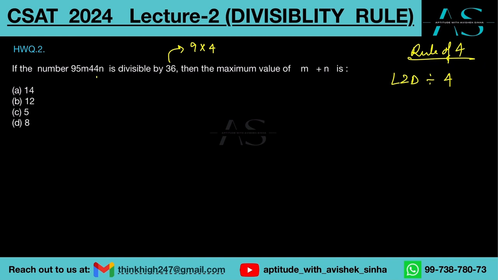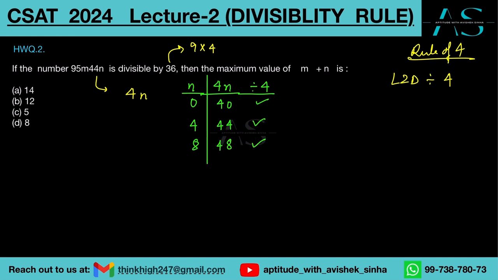So take out the last 2 digits from here. That is 4n. Now in place of n, what are the possible values that you can put to make it a multiple of 4? So you can put n as 0. And this 4n would become simply 40 and this is divisible by 4. You can place 4 even and this should become 44, which is again divisible. You can also place 8 here and it would become 48, which is again divisible.